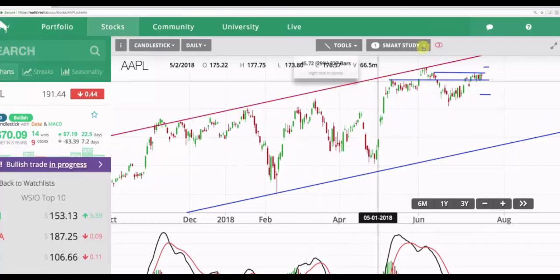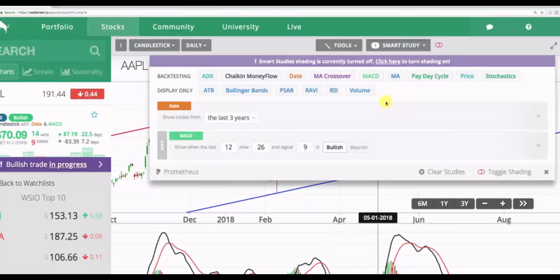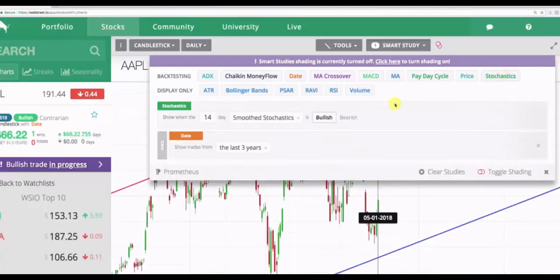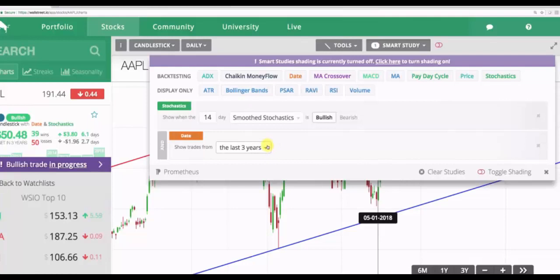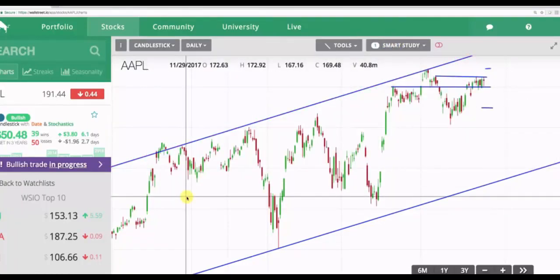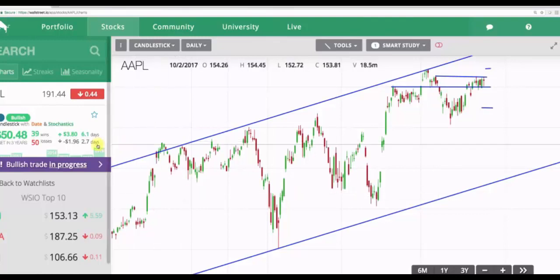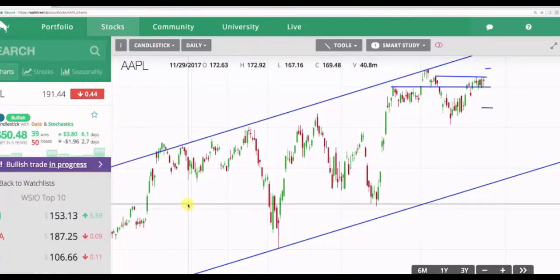Let's compare this right now to the stochastics. All I have to do is open up Smart Studies. I'm going to get rid of the MACD, and I'm going to load up stochastics, and I want to do this over the same time frame. Okay, so the MACD has a strategy that lasts about a month. The stochastic has a strategy that lasts only about 6 days. So it's a much faster strategy.